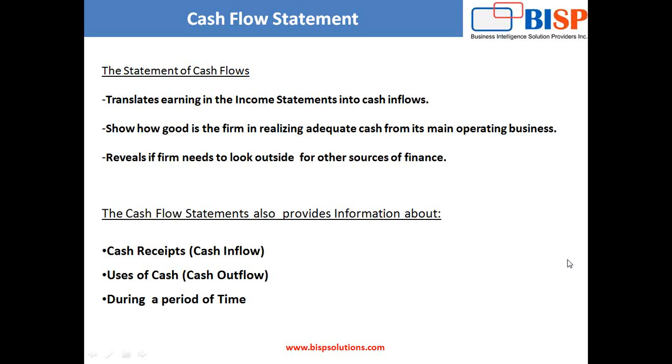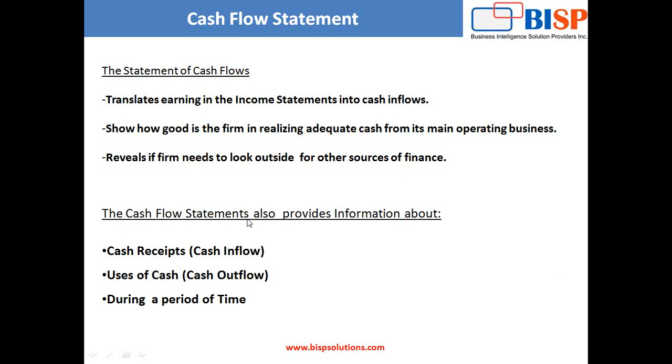The cash flow statement is intended to provide information on a firm's liquidity and solvency, improve the comparability of different firms' operating performance, and also indicate the amount, timing, and probability of future cash flows. Basically, the cash flow statement is concerned with the flow of cash in and out of the business. It translates the earnings in the income statement into cash flow, and it reveals if the firm needs to look outside for other sources of finance.